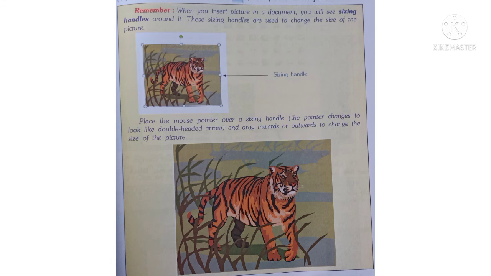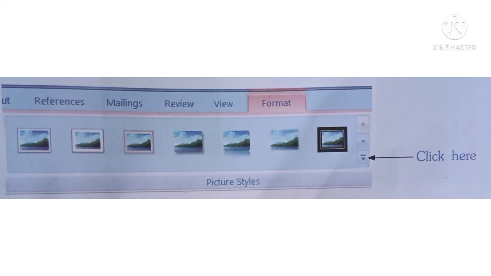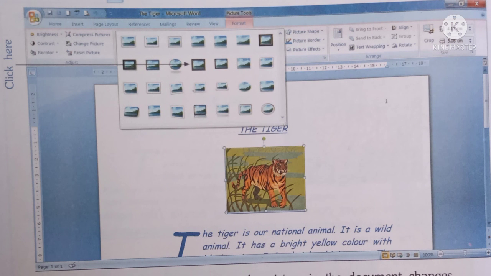Point the mouse pointer over a sizing handle, the pointer changes to look like a double-headed arrow, and drag inwards or outwards to change the size of the picture. Number 8, click on the More button to see a drop-down menu of different picture styles. Point to a picture style to see how the picture in the document changes.